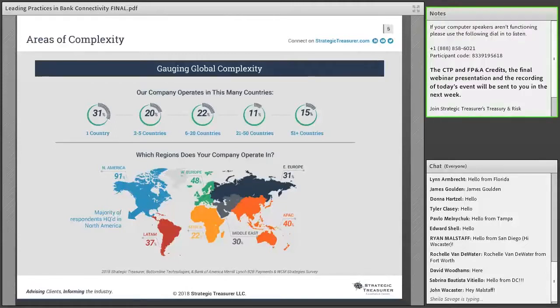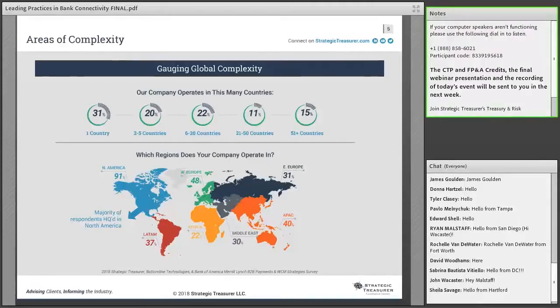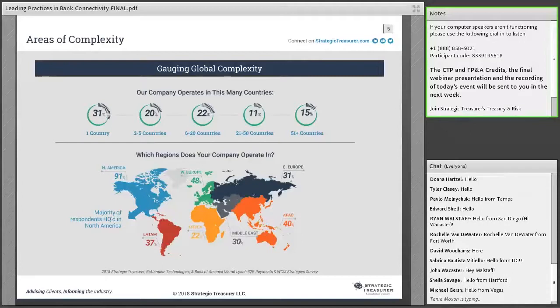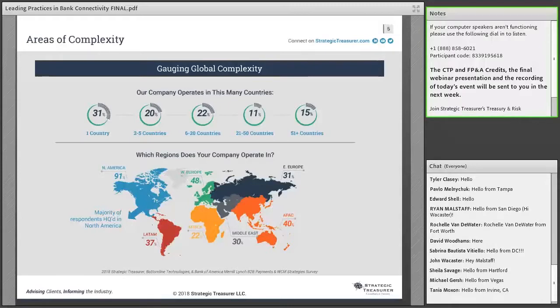So continuing on the topic of complexity, this slide here is intended to show the geographic and globalization challenges that exist in today's business environment. So really quick, all of this data was just recently obtained as part of a 2018 B2B Payments and WCM Working Capital Management Strategy Survey, so all the figures are very recent. And first, looking at the pie graphs on top, you can see that 31% of companies are operating in just one country, which makes for 69% operating in multiple countries.